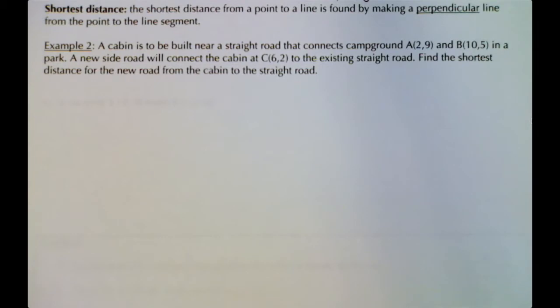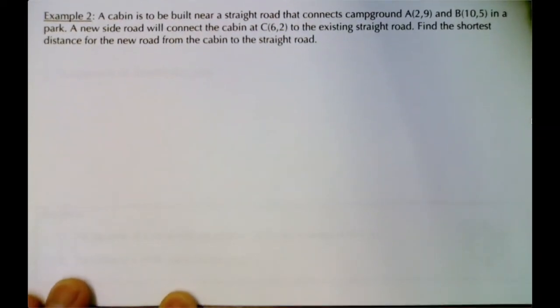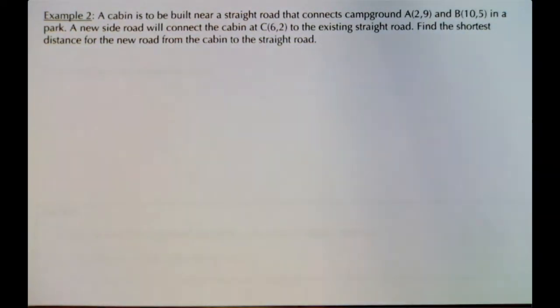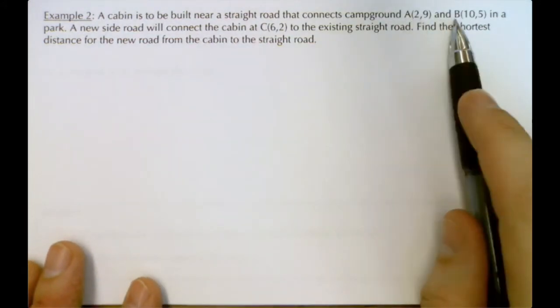So let's look at our example. A cabin is to be built near a straight road that connects campground A and B in a park. A new side road will connect the cabin at C to the existing straight road. Find the shortest distance from the new road to the cabin, new road from the cabin to the straight road. A lot of stuff that we got to look at here. So there's a road that connects 2 campgrounds A and B. So let's come up with a rough sketch of this. We got A and we got B.